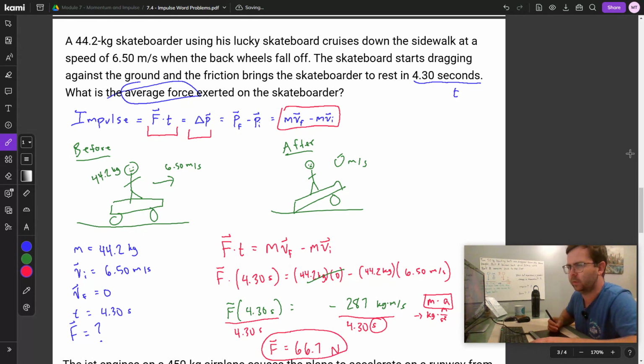66.7 newtons. Did you catch my mistake? It was negative 287 divided by 4.3, so this should be a negative force here. It's a frictional force acting against the motion, so it slows him down. So negative 66.7 newtons. That's all I've got for you in this video.